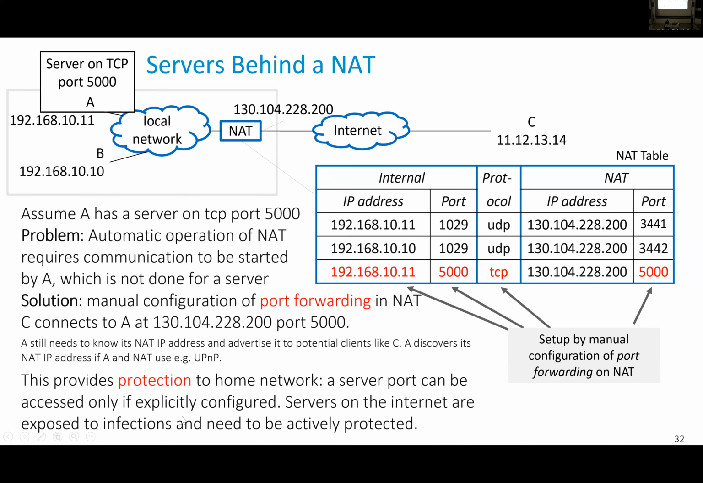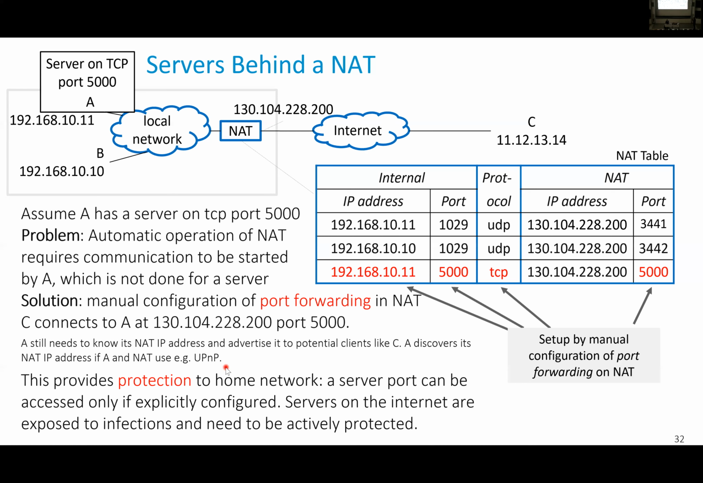But in recent times, it has also become an advantage, because in order to have a server at home, I need to first configure something, which means I will not inadvertently have a server running at home. That's good news. You might have a server port that's open on your computer or your device. It will not be reachable if you don't actively do something. So it provides protection to the home network.